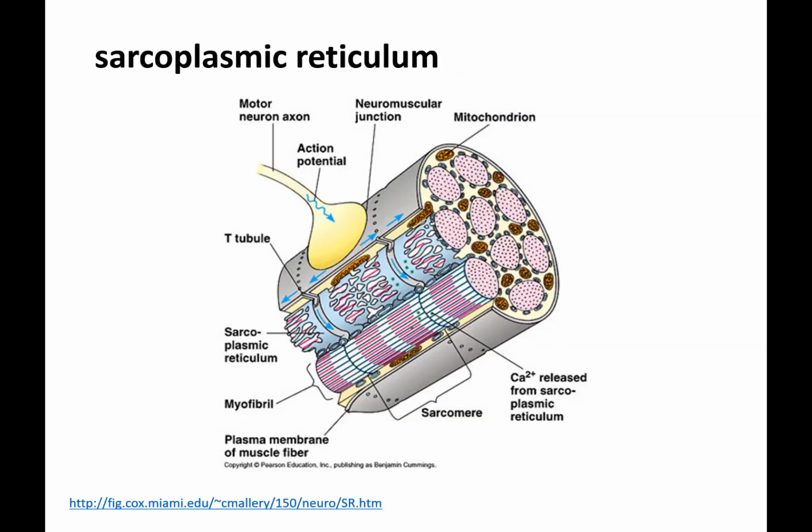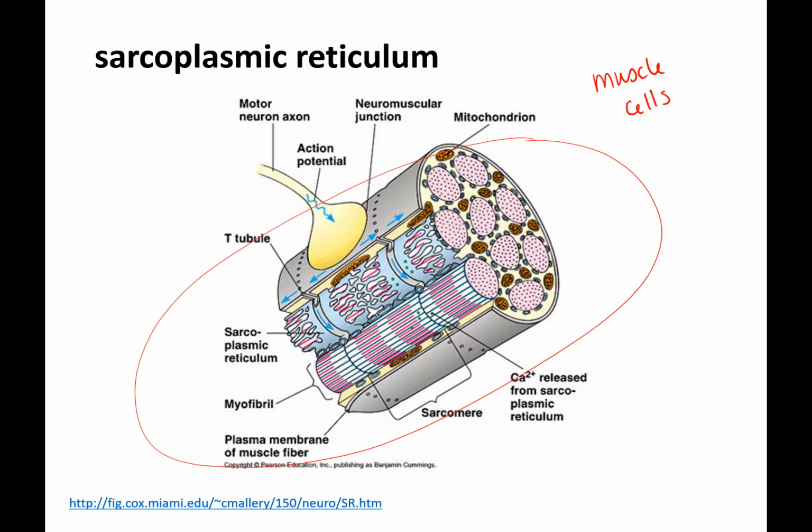Another type of smooth ER is found in your muscle cells. And we will talk about this in chapter 14. I think muscle cells are so cool. So this is just a part of a large cell.